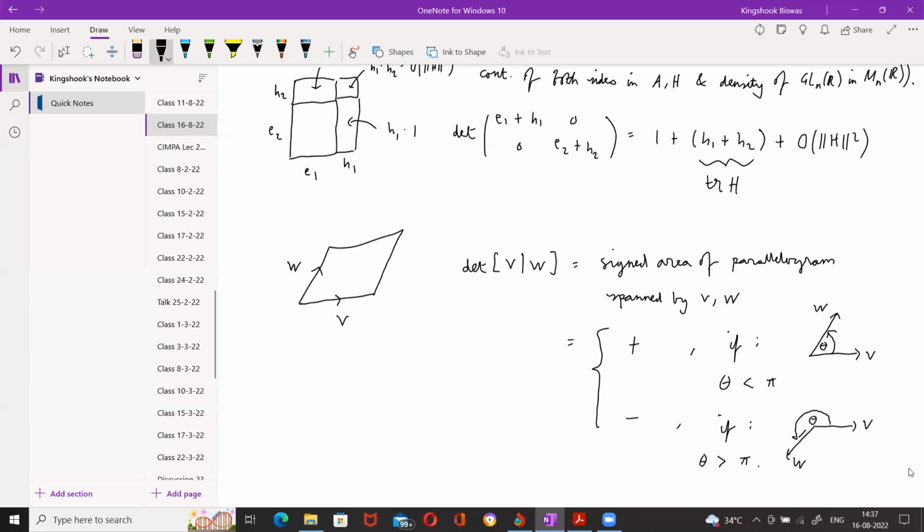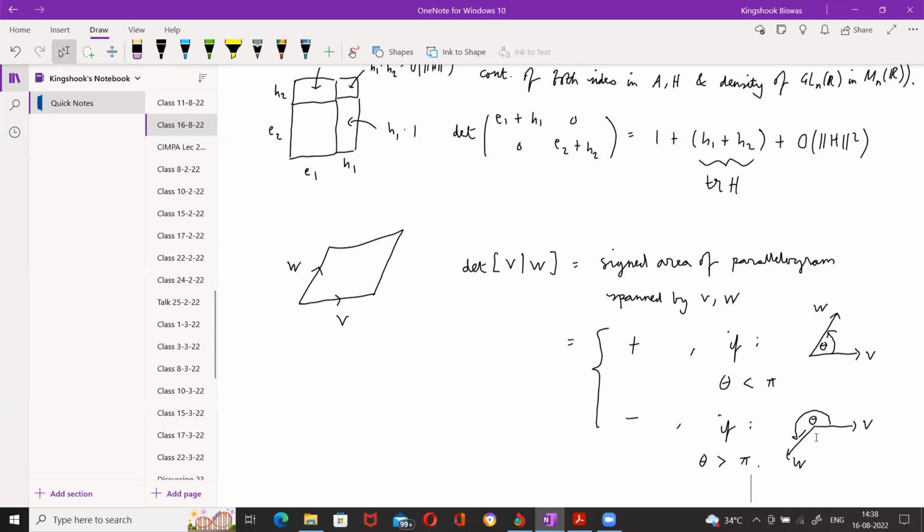Yes. Right. Now, looking at these two cases where the angle is less than pi and bigger than pi, this will actually lead us to the concept of what is called orientation on a finite dimensional vector space. And so I'll talk about that in a bit.